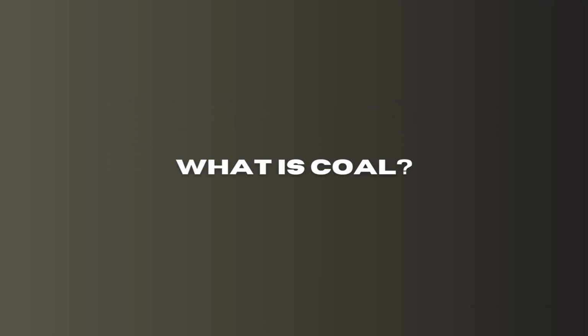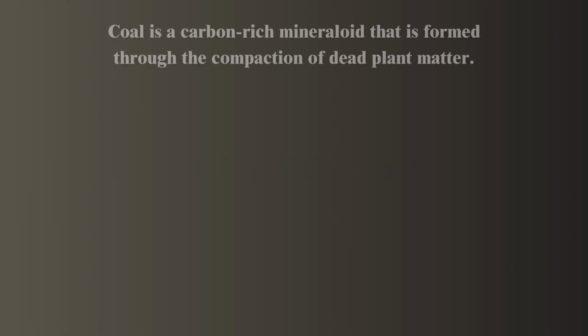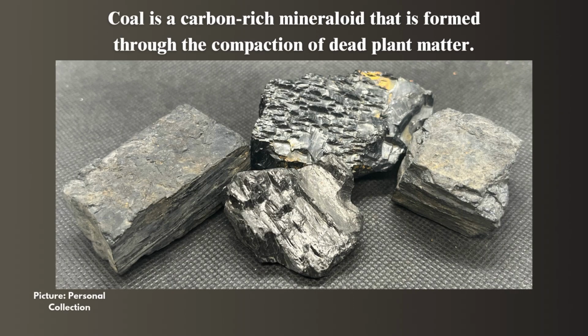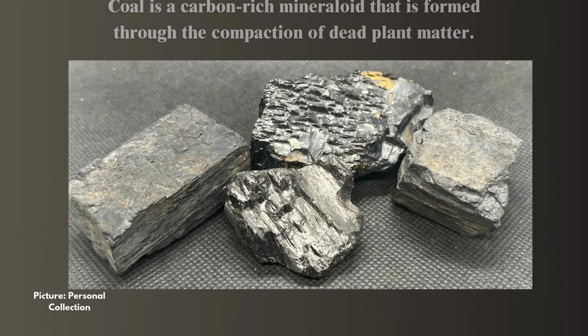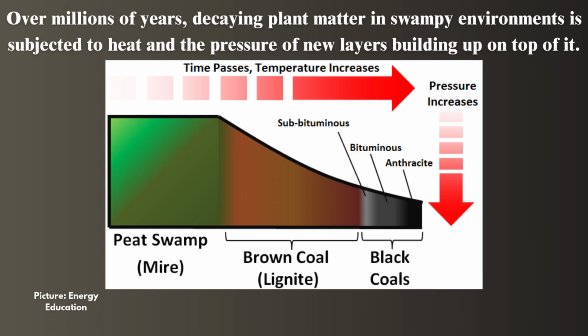First off, what is coal? Coal is a carbon-rich mineraloid that is formed through the compaction of dead plant matter. Over millions of years, decaying plant matter in swampy environments is subjected to heat and the pressure of new layers building up on top of it.